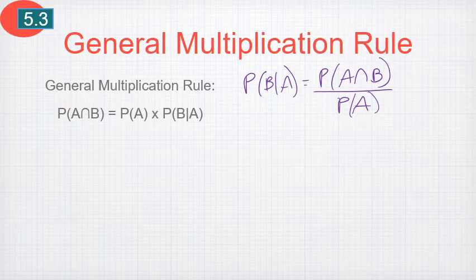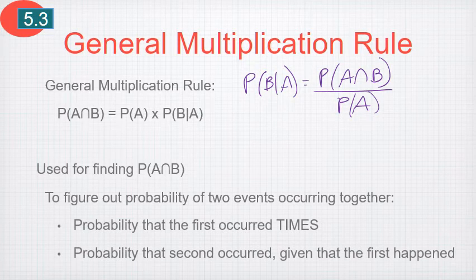We love algebra. Okay, this particular one, we use this when we need to find A and B. So to figure out the probability of two events occurring together, we really need to know the probability that the first occurs times the probability that the second occurred, given that the first already happened.